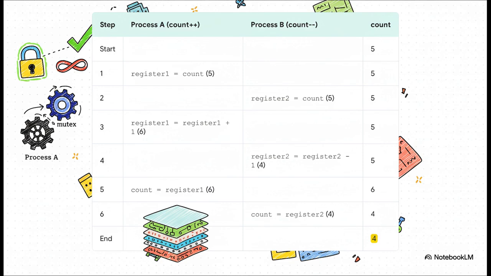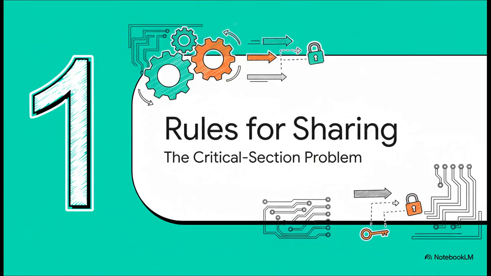Wait a minute, we added 1 and subtracted 1. The answer should be 5. This is a race condition live and in action, giving us a totally wrong result. So how in the world do we fix this? Well, we have to solve what's called the critical section problem. A critical section is just that little piece of code where the shared data gets touched. And to prevent a race, we need a strict set of rules, a protocol, that every process has to follow before it's allowed to enter that section.